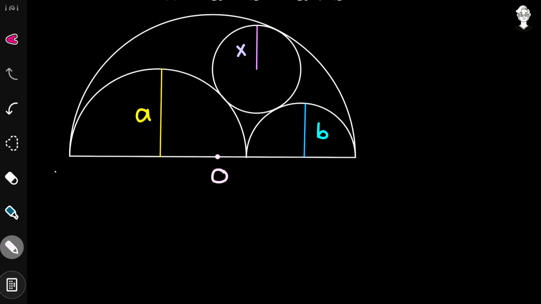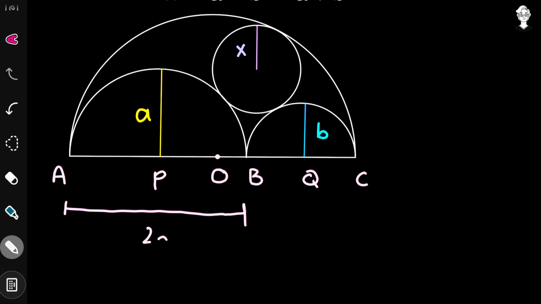So now let this particular point be equal to A. This point is already equal to O. This be equal to B, and this point be equal to C. And the centers of these two semicircles be equal to P and Q. Okay. Now from A to B, the complete length is the diameter of this semicircle. So if the radius of this semicircle is equal to a, the diameter would be equal to 2 times a.